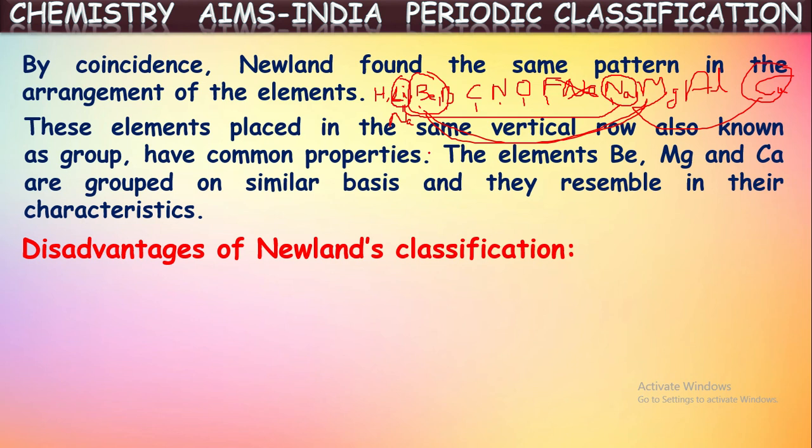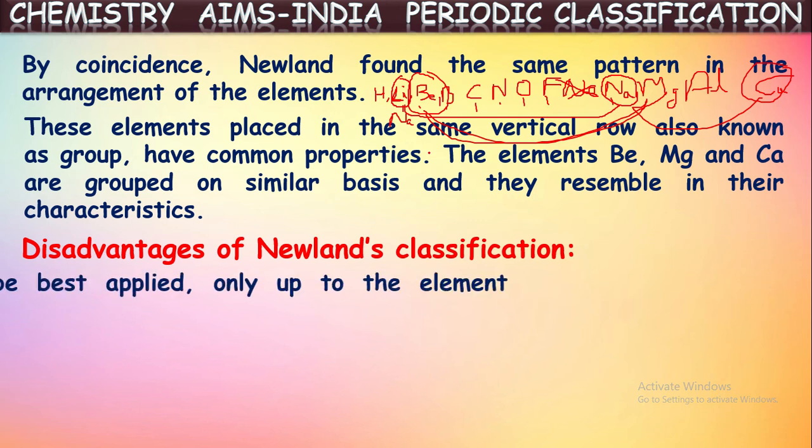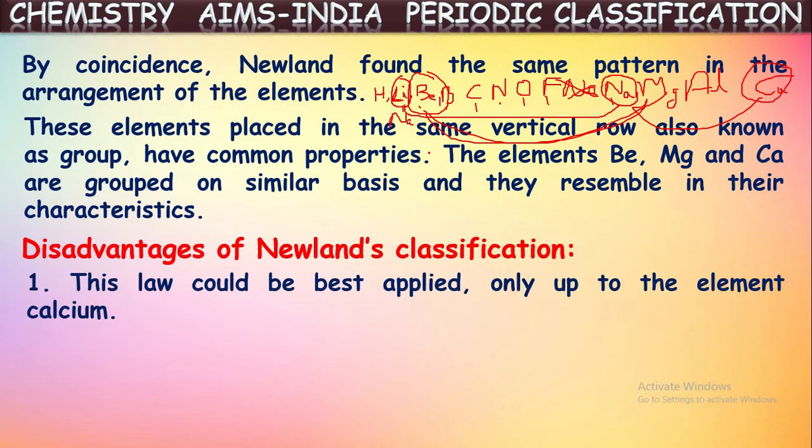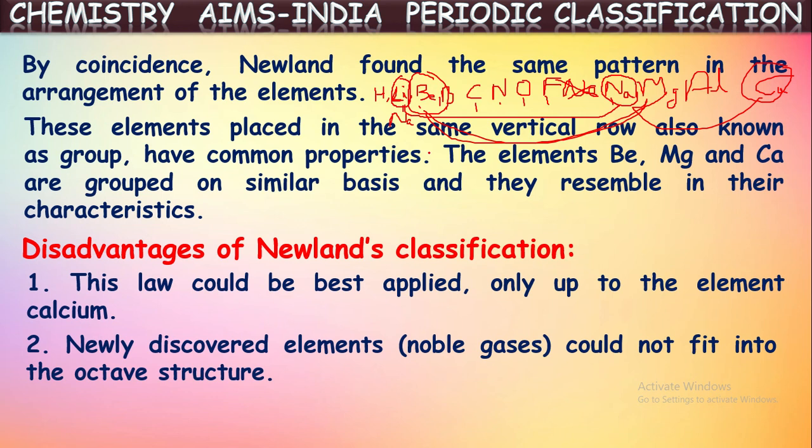But in this also, some limitations are there. Let us see what those disadvantages are. One is that this law could be best applied only up to the element calcium. He tried to classify about 60 elements, but the octave classification is only applicable to some elements, till calcium, and it is not suitable for the higher elements. That's a major drawback in this classification. So newly discovered elements could not fit into the octave structure.